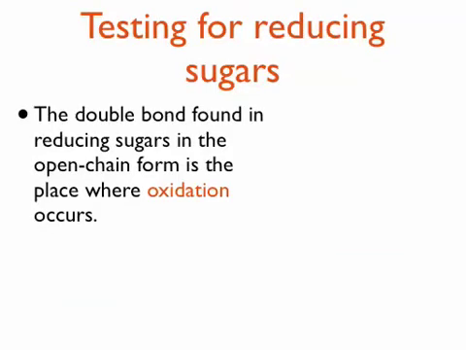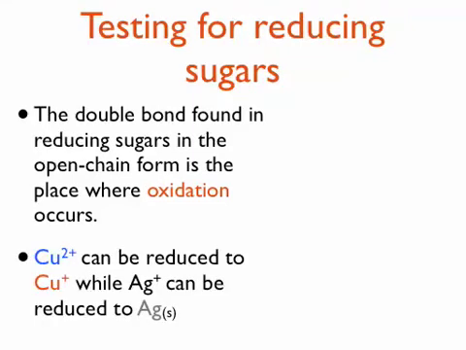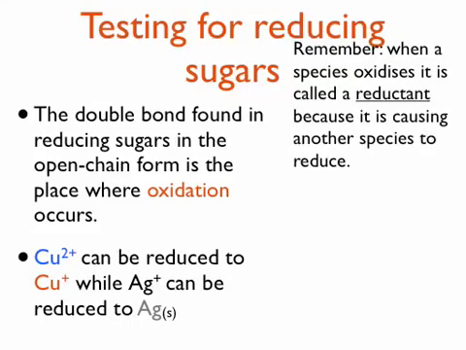Here are the tests for reducing sugars. The double bond found in reducing sugars in the open chain form is the place where oxidation occurs. Now, if you have copper 2 plus ions, we can reduce them to copper 1 plus. If you had silver ions, they can be reduced to silver solid.